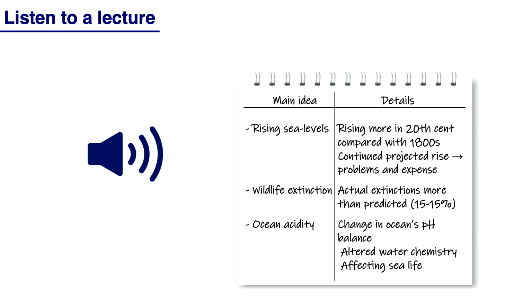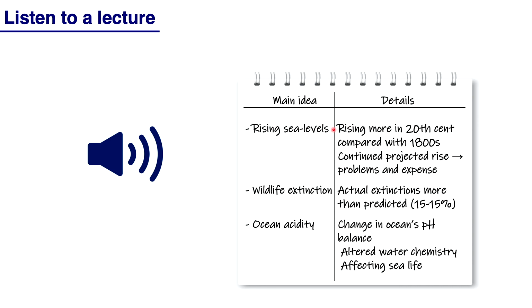So how did you go? Did you catch those main points? Did you catch some of those details? I'll show you my notes now. Now, they're probably going to look completely different to your notes, but let's see if we caught basically the same information. So just like in the reading, there were 3 main ideas, and in fact, the same ideas in the same order: rising sea levels, wildlife extinction, ocean acidity, but the details were quite different.